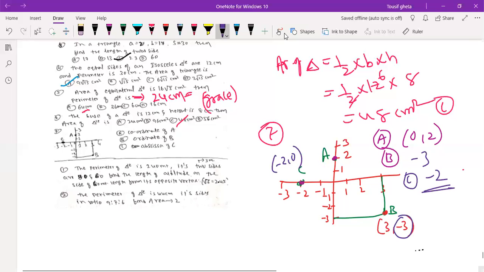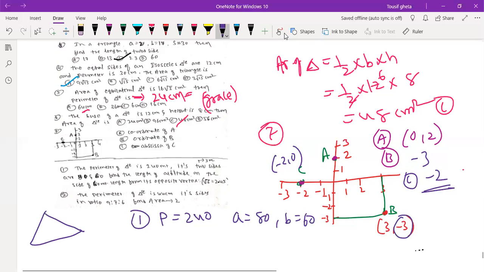Okay, the next question was what? If you say the first one, the perimeter of the triangle is given as 240. Two sides are given, like a is equal to 80 and b is equal to 60. Find the length of the altitude on side b, which is 60. So here we should compulsorily take 60. Anywhere you give 80, and the c side you should find out. Perimeter is given, so what difficulty is there to find the c side?